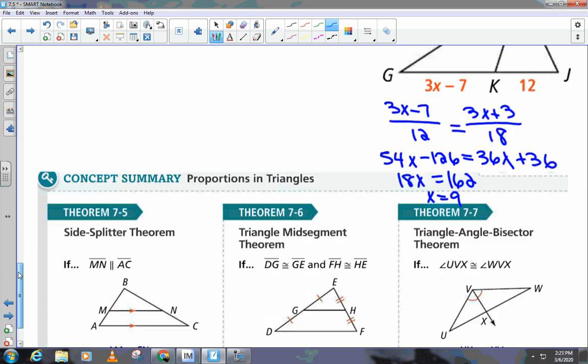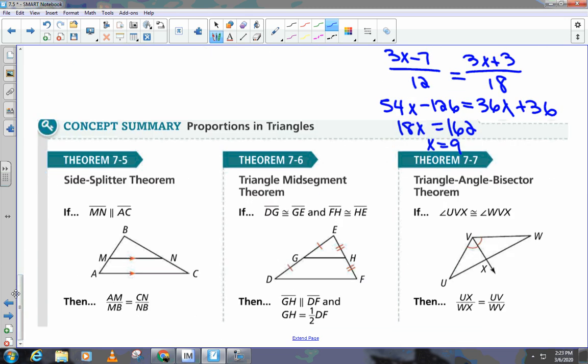Okay, so we learned 3 things. We learned the side splitter theorem, right? If this right here is parallel to that, then it breaks the sides into proportional parts. A is to AX as B is to BX, right?